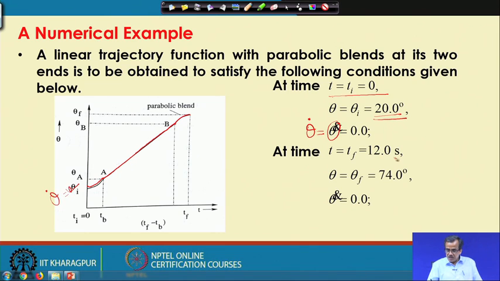Then at time t equals T f equals 12 second, theta is equal to theta f, which is given as 74 degree, and theta dot equals 0.0, that means at the end the angular velocity is equal to 0. So, this is the problem. Now, let us see how to determine the different parameters for this type of trajectory planning.